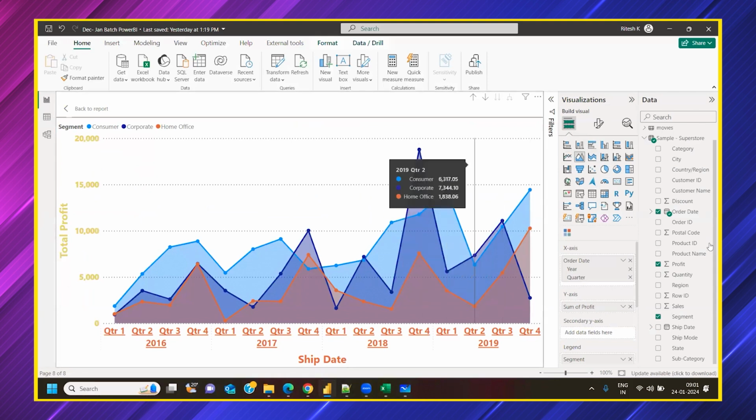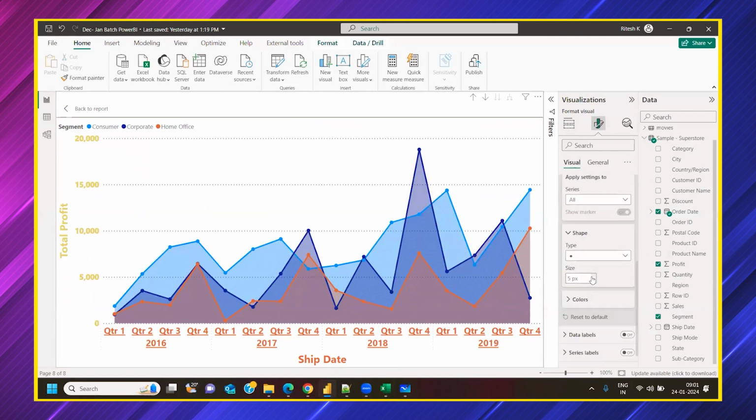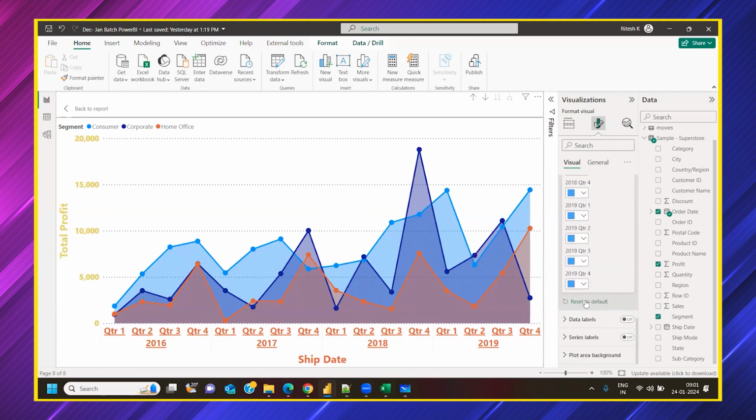Now, if I keep the markers on, we have a flexibility. There are multiple options in markers also. See, I can increase the size of that marker. Maybe this is not that great. I'll make it something small. Okay, this is good. Now, if you want to change the color, you can change the color for each quarter as well. That means a marker for each quarter.